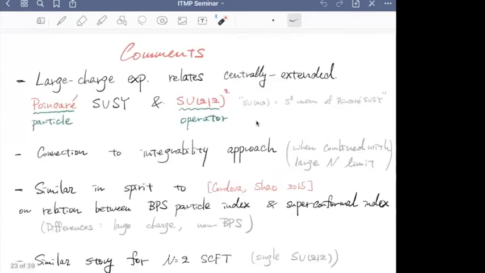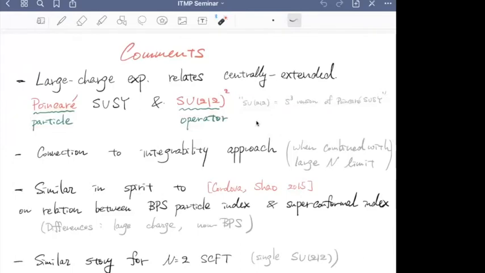Okay, so let me just make several comments. The large charge expansion relates the centrally extended Poincaré SUSY and SU(2|2), and this Poincaré SUSY is a SUSY that governs a particle, whereas SU(2|2) is more like one that knows about the sphere, so it's more like the symmetry for the operator. So in some sense, the SU(2|2) is the S3 version of the Poincaré SUSY.